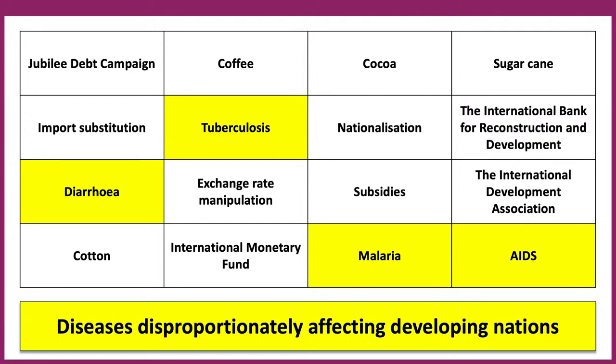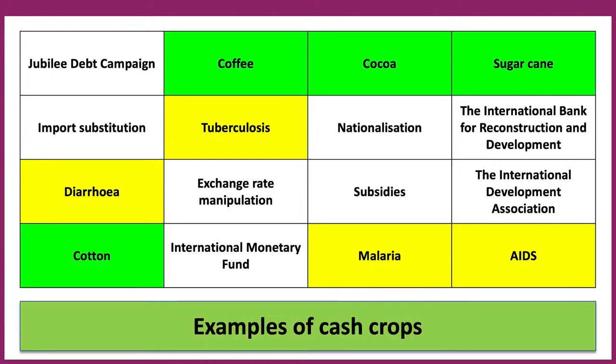And again, HIV and AIDS, more than two-thirds of people who have it live in sub-Saharan Africa. So fantastic for our first set. On to our second set of answers. So group number two, please.